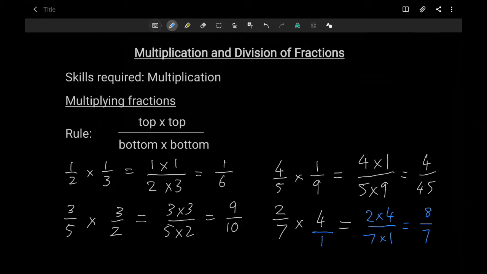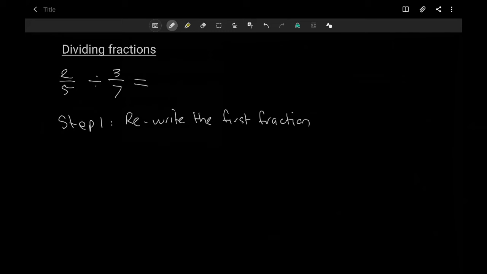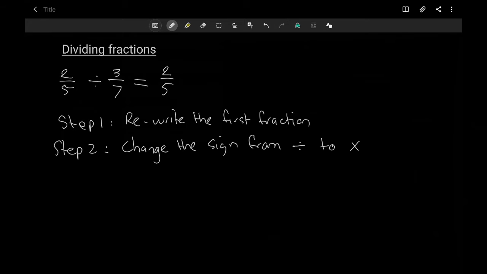So now that you know how to multiply fractions, let's move on to division of fractions. Dividing fractions is very similar to the multiplication of fractions, except there's a few steps that we need to go through first. Let's assume that we wanted to do 2/5 divided by 3/7. The first step would be to rewrite the first fraction. So let's do that. 2/5 stays as 2/5. The second step would be to change the sign from divide to a multiply. So let's do that.